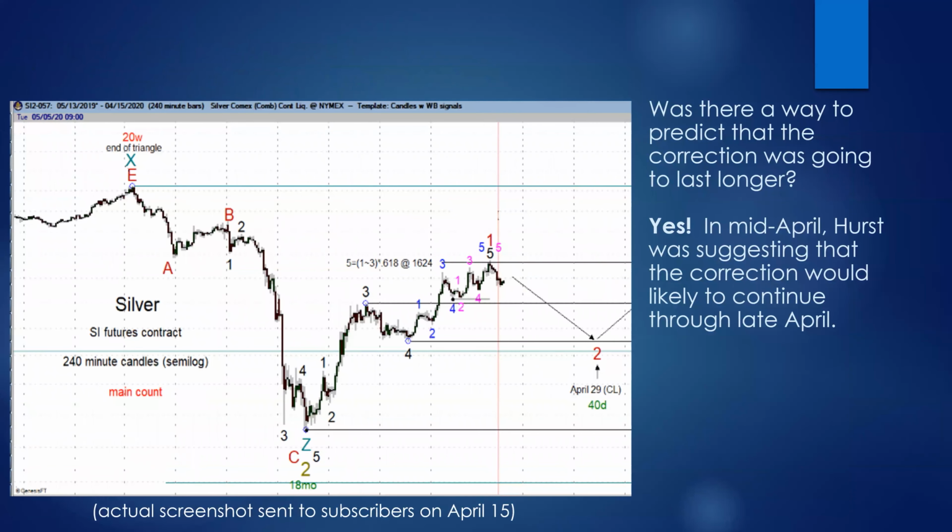This is an example of how Hurst cycle analysis made a real difference in the accuracy of my forecast for Elliott Wave Plus subscribers. This is the actual screenshot I sent out to subscribers in mid-April. Notice that Hurst cycle analysis was projecting that the correction that had just started would more likely continue through about the end of April before strong upside would resume. This is a big deal. Elliott wave, when used alone, is simply not equipped to provide this kind of wave duration forecast.